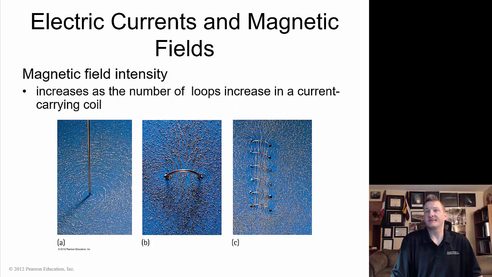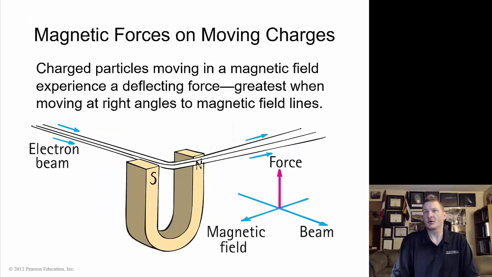So here we see a magnetic field intensity curve. Increasing the number of loops increases the current-carrying coil. So the more loops of the coil there are, the more magnetic field there is, and the more current there is.